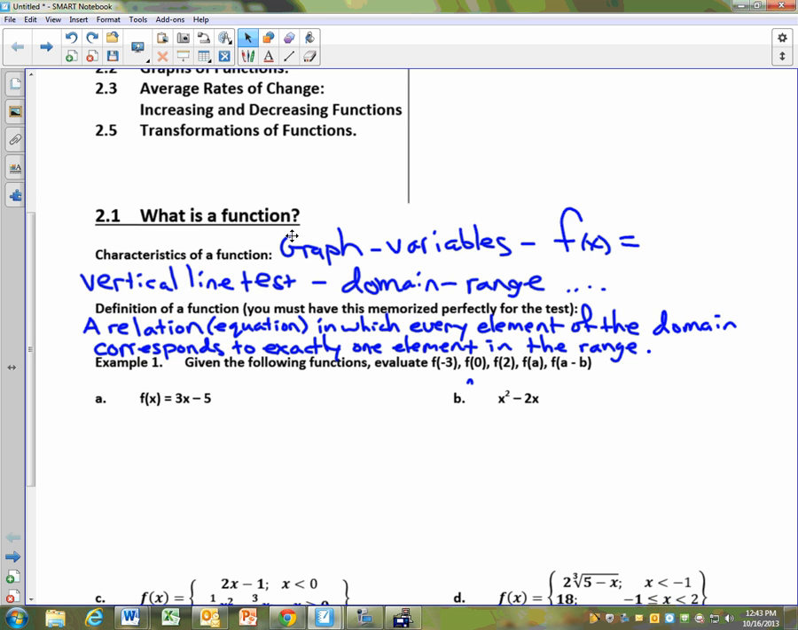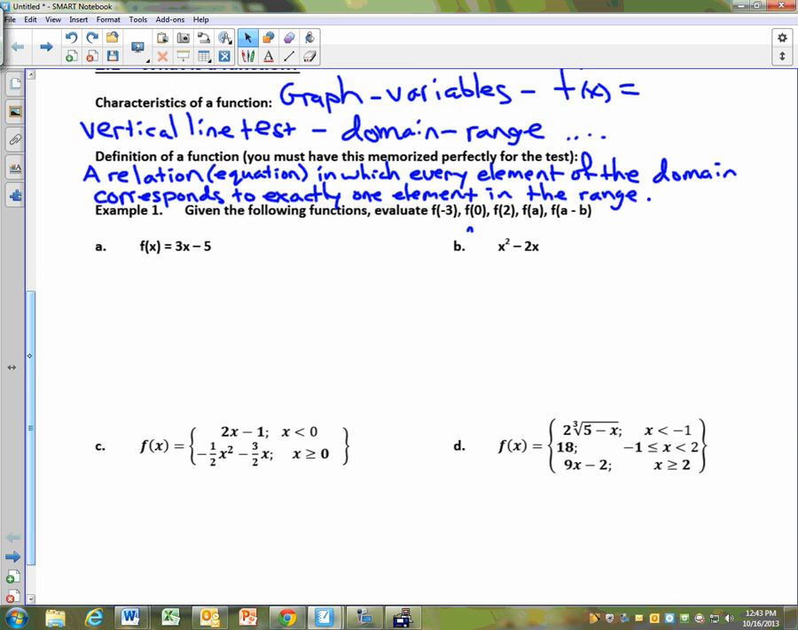So the definition that you guys need to memorize for your test is this right here. And this is your first learning target of the day. A relation or an equation in which every element of the domain corresponds to exactly 1 element in the range. The domain is our inputs. The range is our outputs.